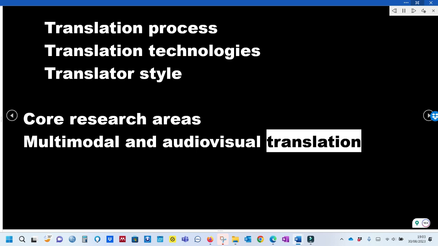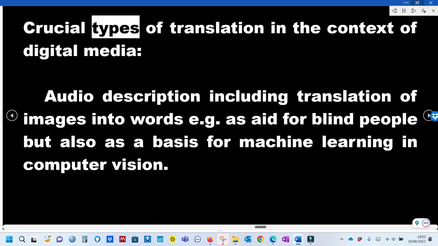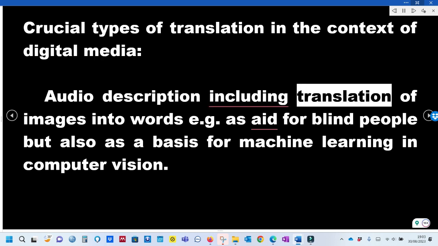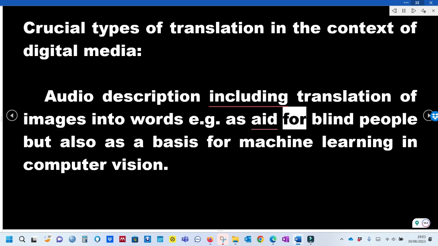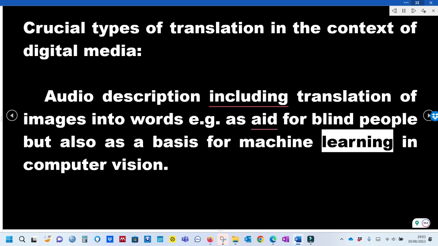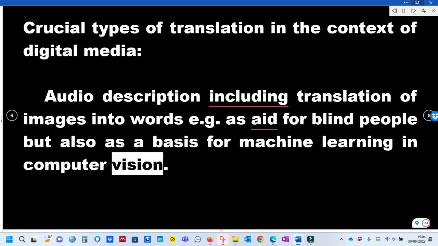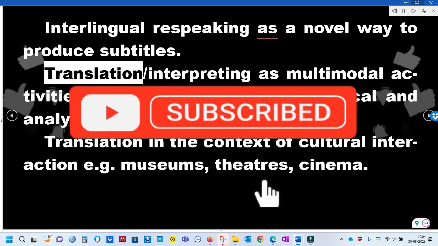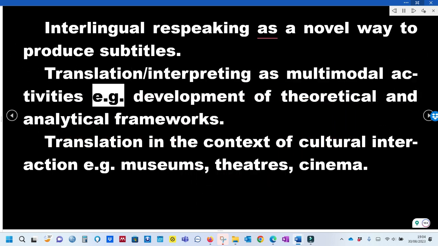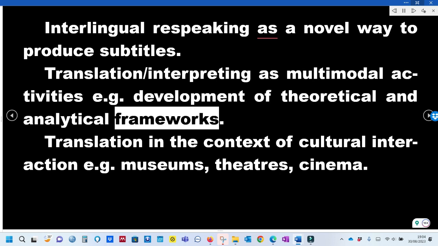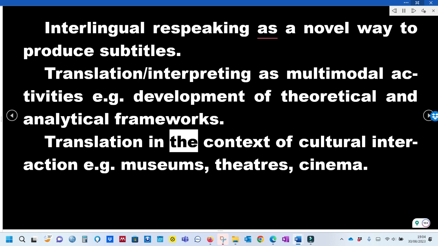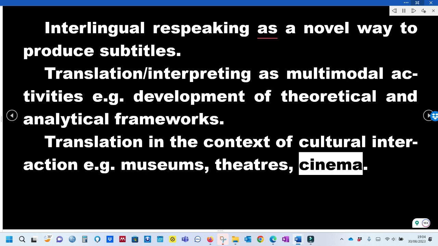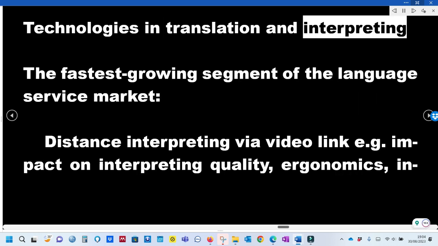Core research areas. Multimodal and audiovisual translation, crucial types of translation in the context of digital media. Audio description, including translation of images into words, e.g. as an aid for blind people, but also as a basis for machine learning in computer vision. Interlingual respeaking as a novel way to produce subtitles. Translation and interpreting as multimodal activities, e.g. development of theoretical and analytical frameworks. Translation in the context of cultural interaction, e.g. museums, theaters, cinema.